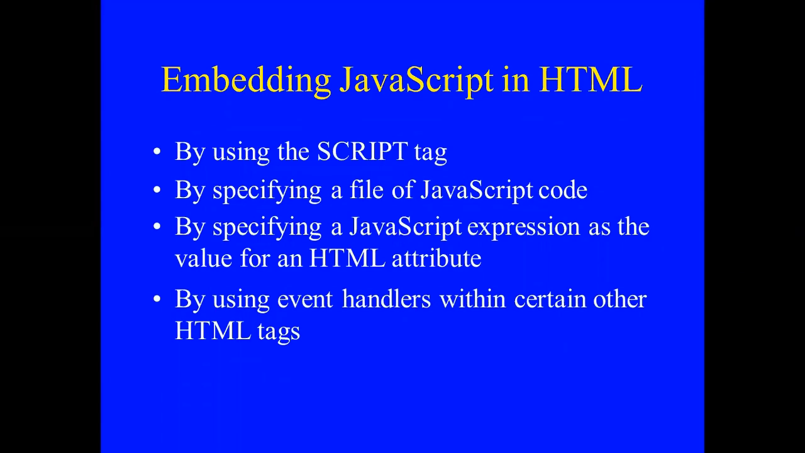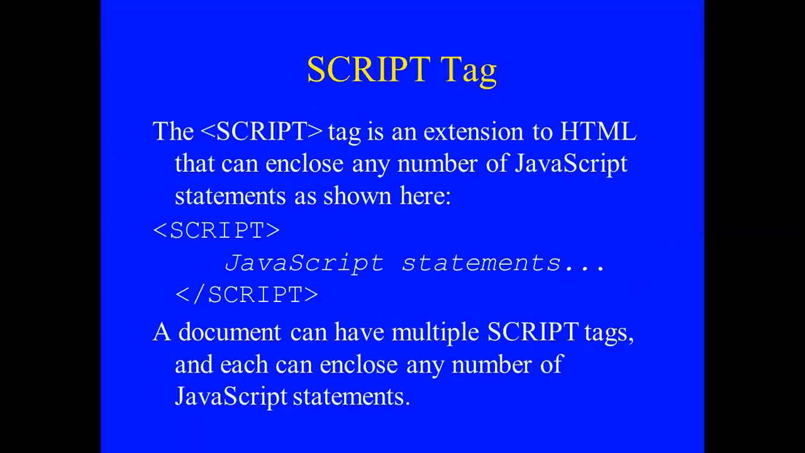We can write some expressions in a script tag. Okay, here you can see the example of the script tag. It is an extension to HTML that can enclose any number of JavaScript statements. Here you can see the script tag. This is the start of the tag and this is the end of the tag. In between this, we can write the JavaScript statements. Okay, a document can have multiple script tags. Within one document, we can write multiple scripting statements.